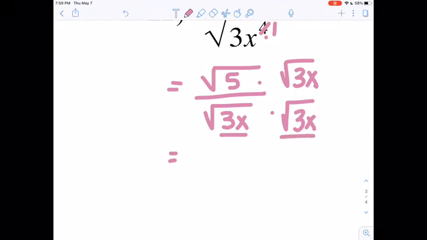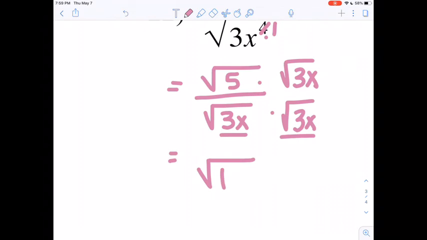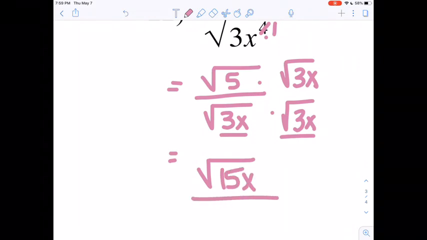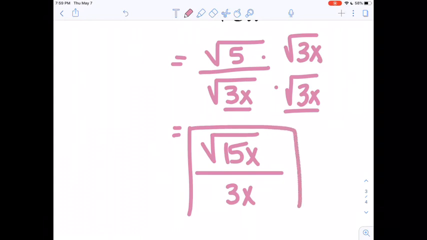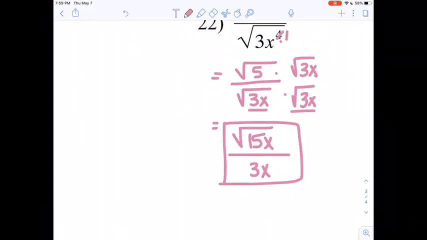Okay, so multiply your insides together in the numerator. So I get 15x. And then in the denominator, rewrite it, but without the square root. So it's just going to be 3x. Can't simplify it at all because all that's inside in the numerator and everything is on the outside in the denominator, so those can't be touched.